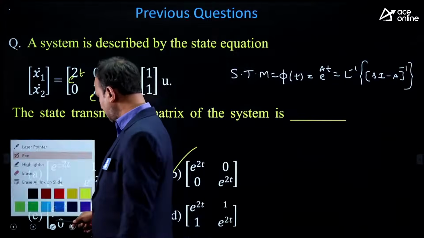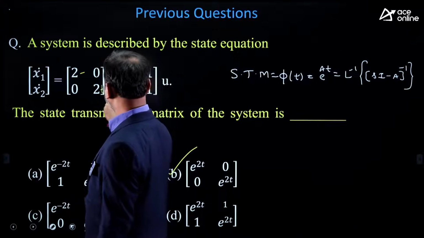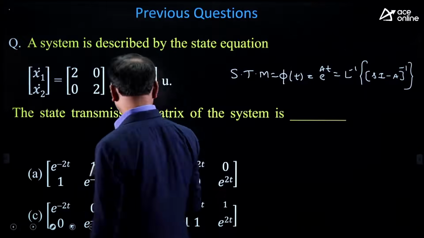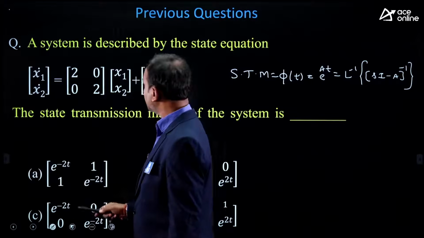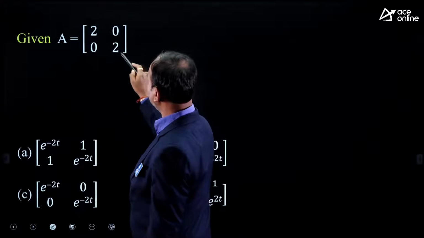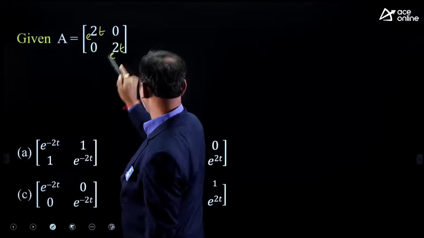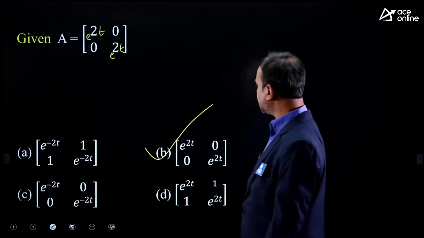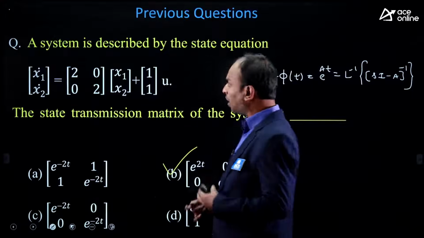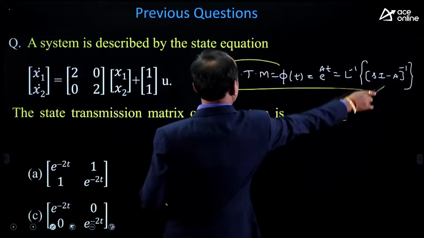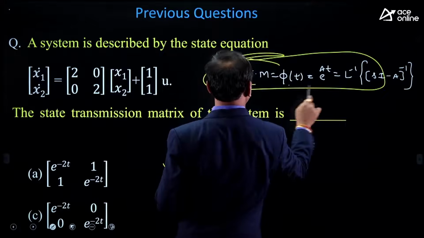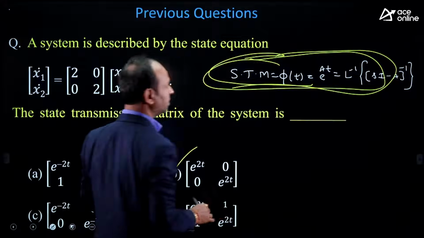Once again I am teaching here. This is the regular method. Now the simple shortcut: if the diagonal matrix is there, simply e to the power of 2t, e to the power of 2t, whatever the sign is there. So no doubt option B is the correct answer. If it is not diagonal, what method do you have to use? This is the regular method we have to use. Good.